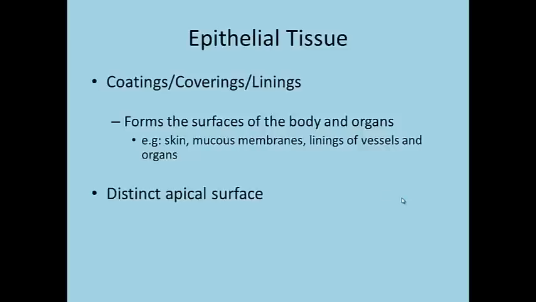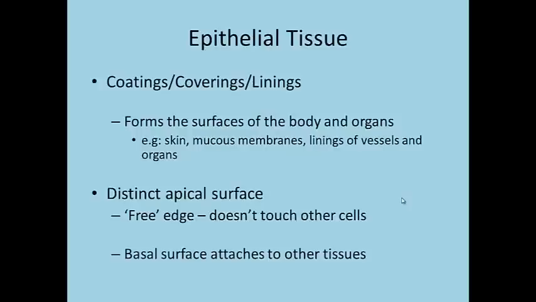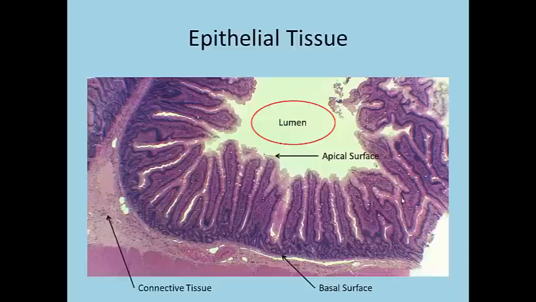And what you'll see looking through the microscope is there's a distinct apical surface of epithelial tissue. So it has this free edge. And that is not going to be touching other cells because it's going to be bordering the lumen of these organs. On the opposite side, the basal surface is going to be attaching to other tissues, like connective tissue, for example.